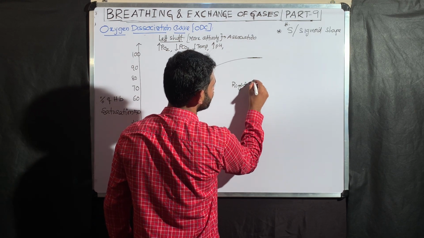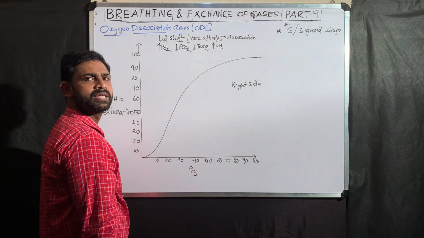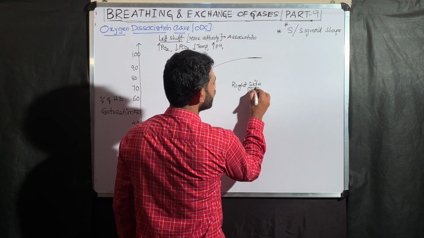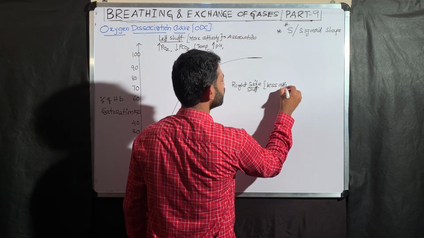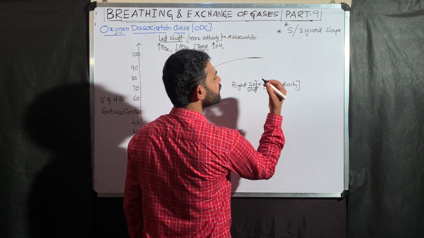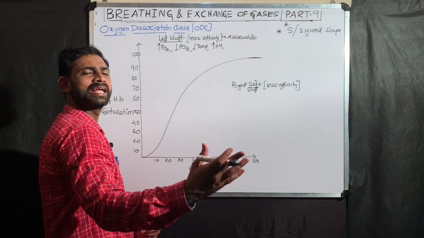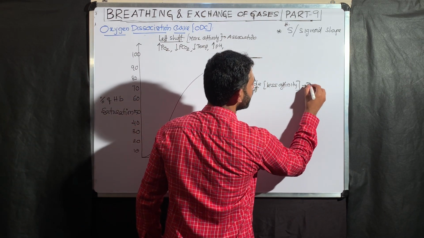What is the indication of right side? If the standard ODC shifted towards the right side, or right shift, right shift means less affinity. Less affinity means what? More chance for hemoglobin to get dissociated from the oxygen. So, dissociation.